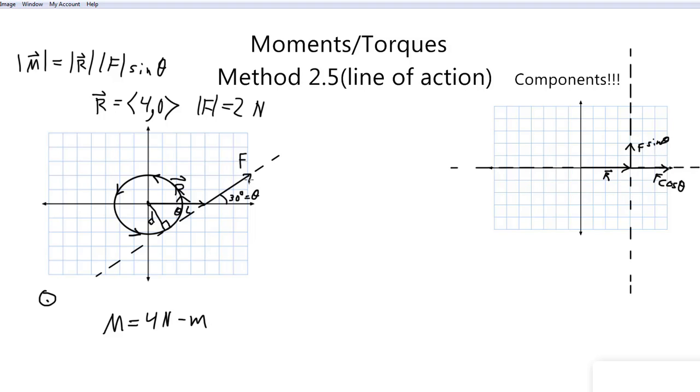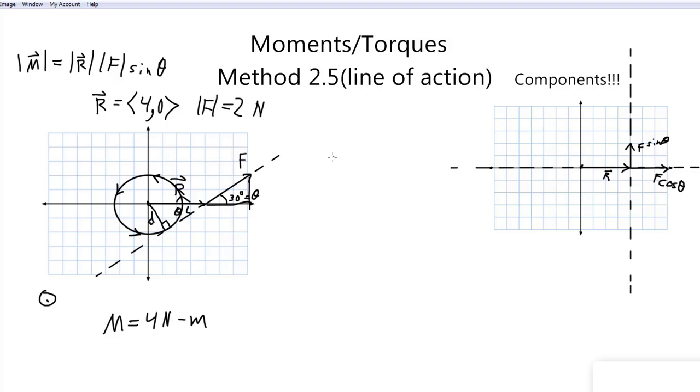If you break this up into components, you're going to have this is sine and then this is cosine. As you can see, I did that right here: F sine, F cosine. If you're spinning around this point, the distance to the line of action for F cosine is 0, because the line of action goes through the point you're doing it from. So this isn't going to give you any moment at all. The distance is just 0, so you can ignore this component of the force.